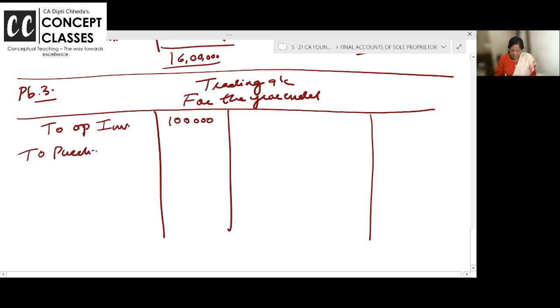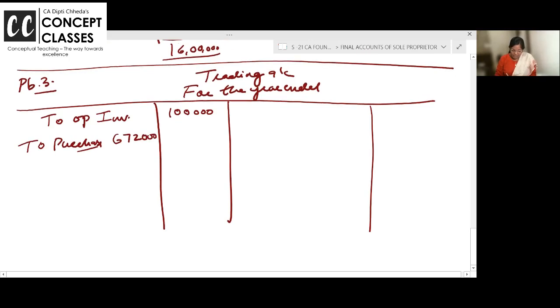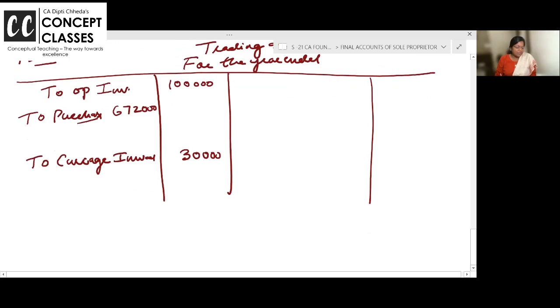Purchases. Instead of cash and credit, they have directly given 672 in the inner column because you have returns. Leave one line, next they have given carriage inward. I hope my speed is fine. You're also writing all expenses on the debit side. Carriage inward is 30,000. Wages 50,000.